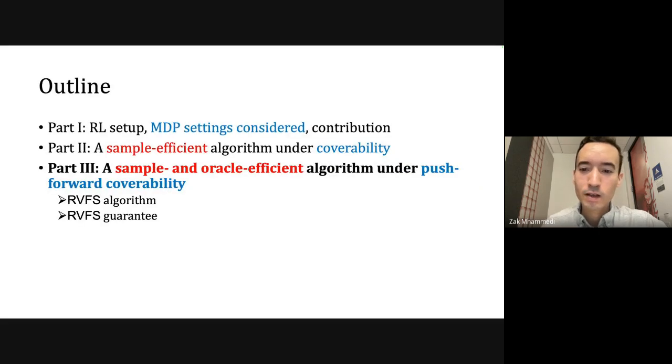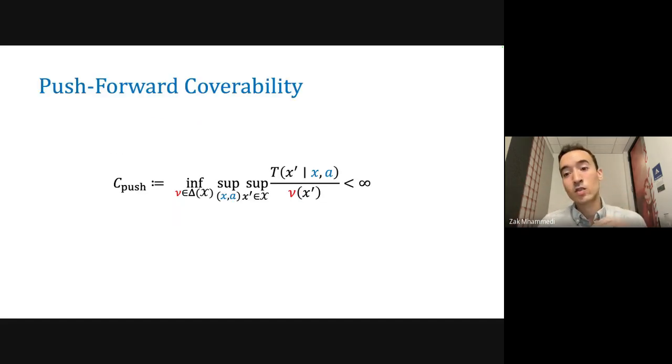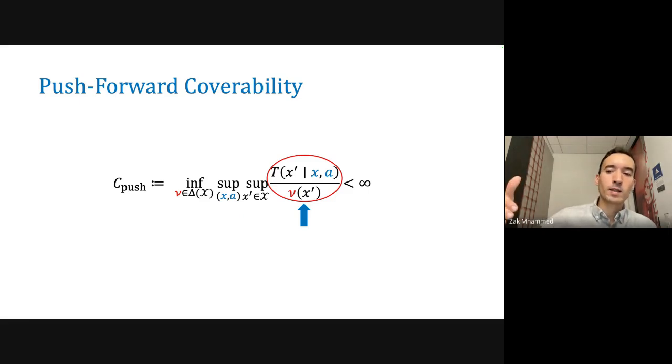The algorithm for this part is RVFS, which is provably efficient under push-forward coverability. Push-forward coverability, as I said, is a strengthening of regular coverability. It asserts that there is some measure nu such that for all state action pairs x, a and for all next states x prime, the ratio between the transition probability to x prime from x, a over nu of x prime is bounded by some constant. The difference from coverability is that before we had the ratio of occupancies, and now we have the ratio of this transition. Obviously, push-forward coverability also implies finite coverability.